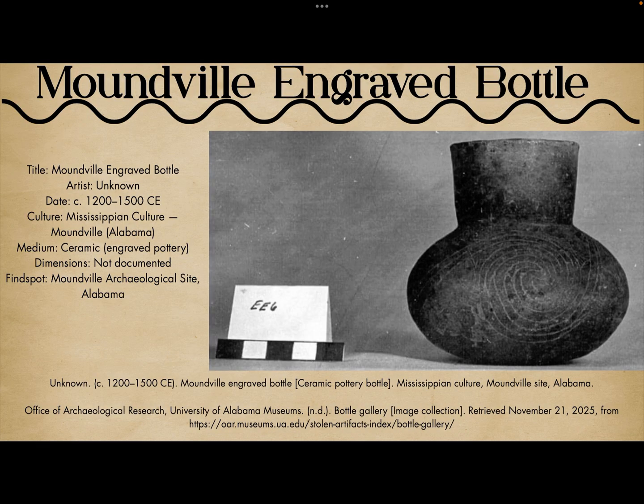Next up, we have Moundville, and this is an engraved bottle. As you can see, there's some engraving done on it. This engraved bottle from Moundville features serpent imagery tied to the underworld and transformation. Moundville was a major ceremonial center, and its pottery is known for fine line engraving. As you can see, there are the engraving marks. This artwork shows how Moundbuilders used art to communicate political power and cosmological beliefs.